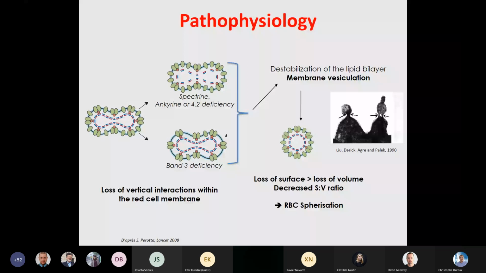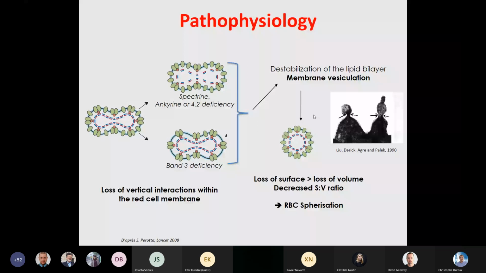And the consequence of that is that you will have a little loss of volume, but mostly a loss of surface. So the excess of surface is going to be lost, and the ratio surface to volume of the red blood cells is going to be decreased. So maybe the volume will be a little bit smaller, but most importantly, the surface to volume ratio will be lower, and that will induce spherocyte formation.